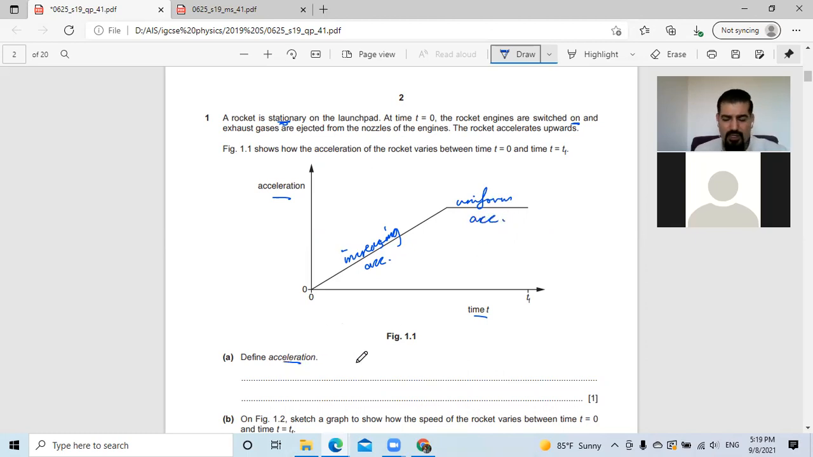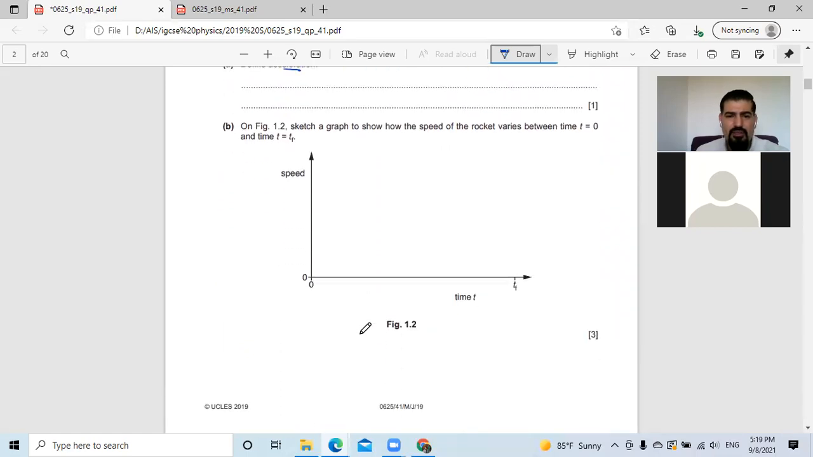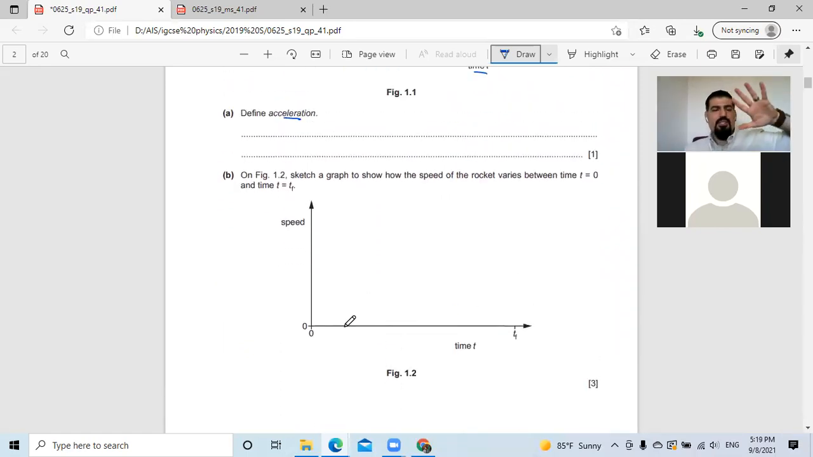First of all, they ask, define acceleration. Who can tell me the definition of acceleration? Five words. The rate of change of what? Velocity. Why velocity? Because velocity means it changes speed and changes direction. Okay, thank you, Laith. So acceleration is the rate of change of velocity.